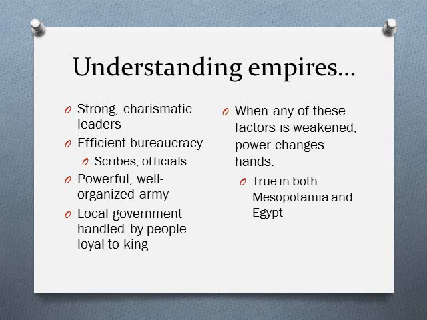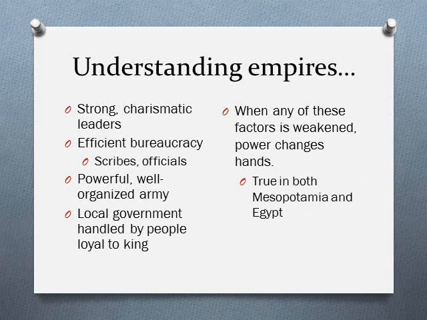When we look at the three kingdoms of Egypt, we can understand some principles about the way empires function. They need strong, charismatic leaders. When the pharaohs of Egypt were strong, the Egyptian kingdoms were strong. They need an efficient bureaucracy or group of people to help manage the government. They need scribes to keep records and write down laws, and they need officials to collect taxes and handle other issues of government. They need a powerful, well-organized army that can control the people and limit rebellion.